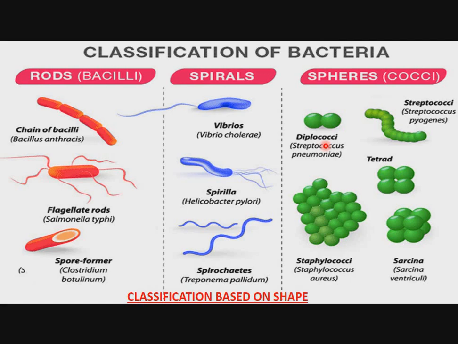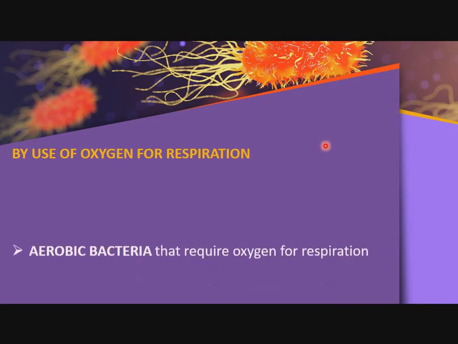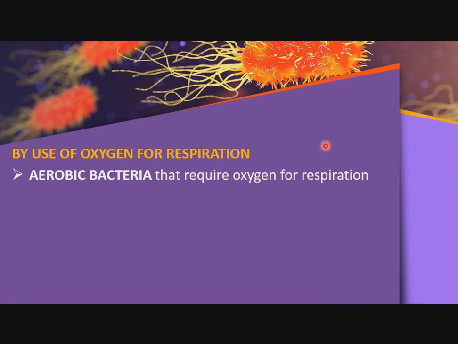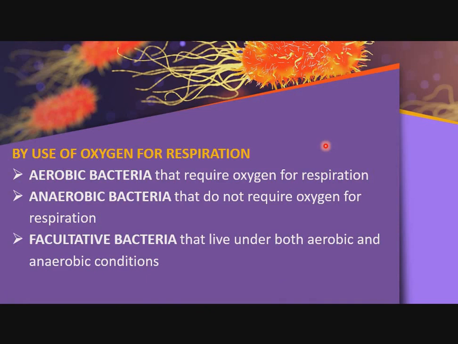The second classification is based on their need for oxygen. Based on their use of oxygen for respiration, we classify them into three. The first is aerobic bacteria, those that require oxygen for respiration. The second is anaerobic bacteria, those that do not require oxygen for respiration. The third is facultative bacteria, those that can live under both aerobic and anaerobic conditions. That is, they can survive whether in the presence or absence of oxygen. Their respiration must occur.